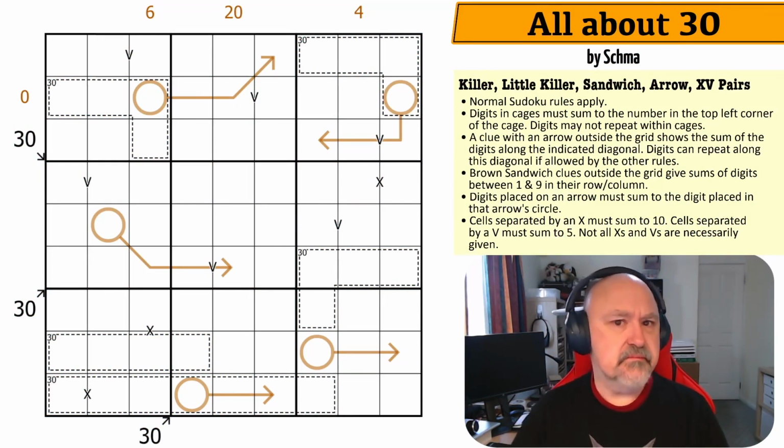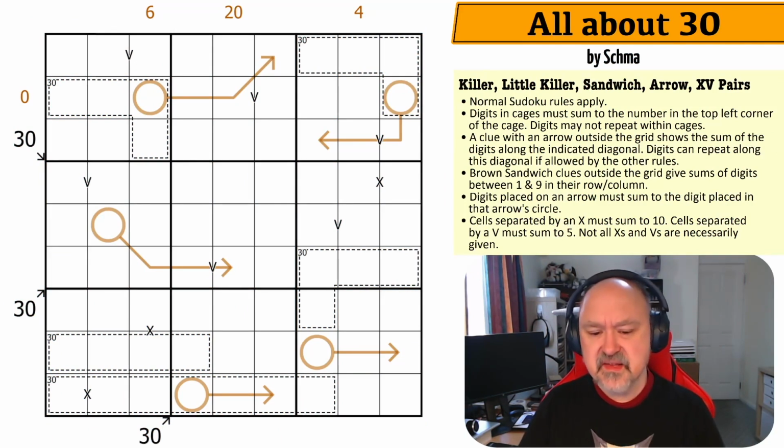The puzzle is what I'm presenting, but apparently it's all about 30. I can see some things in here that are very about 30 and some things that aren't, but yeah, I've really no clue how this puzzle is going to work. There's a lot of 30s in this grid.